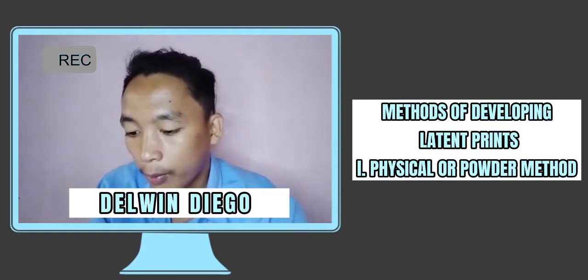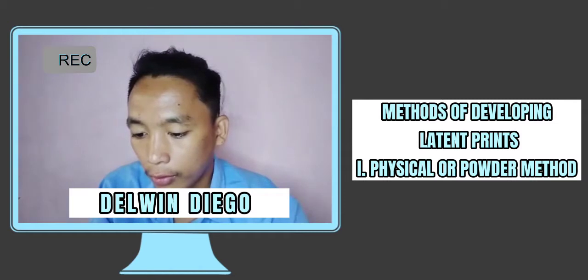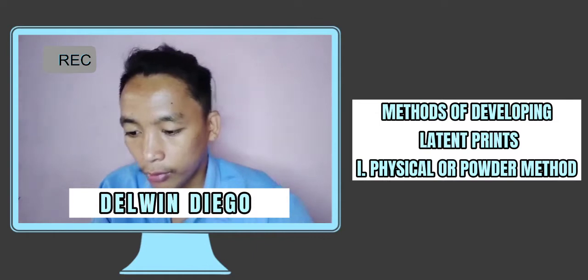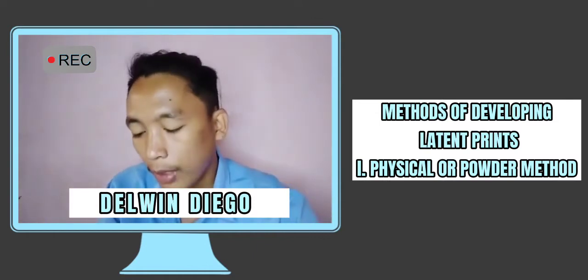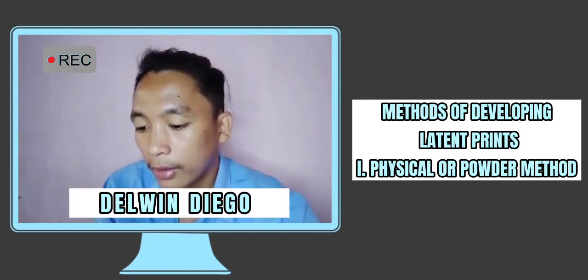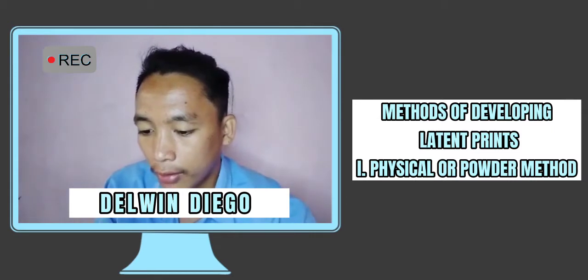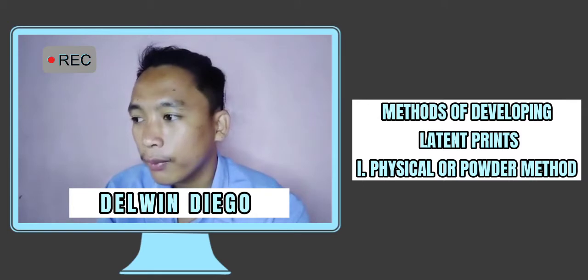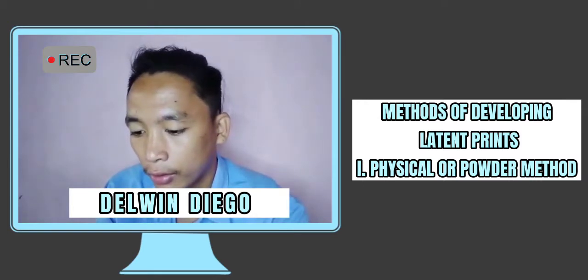Letter A, black powder. This is applied on white and smooth surface. So, yung black powder daw, ito daw yung powder na pwede lang siyang na-apply dun sa white, sa mga puti lang, at this smooth surface, parang siya.